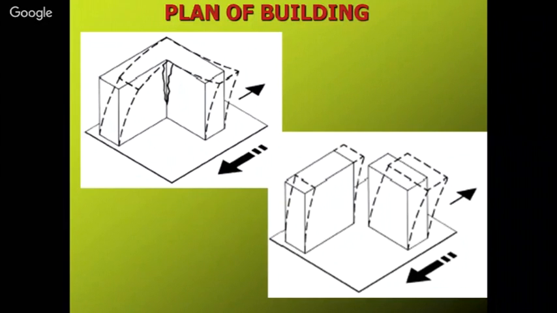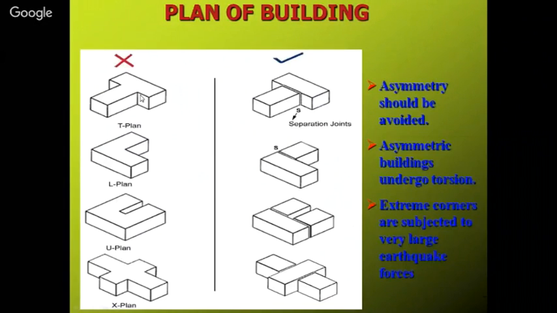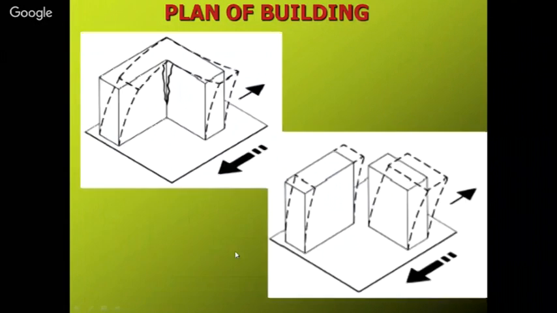That's why we say that if you join your building together, then it will behave with a box kind of action. But this L type, X type and T type of structure is very dangerous in case of earthquakes. You can save your structure by providing a small separation joint. These are the separation joints. These are given in the IS code also.